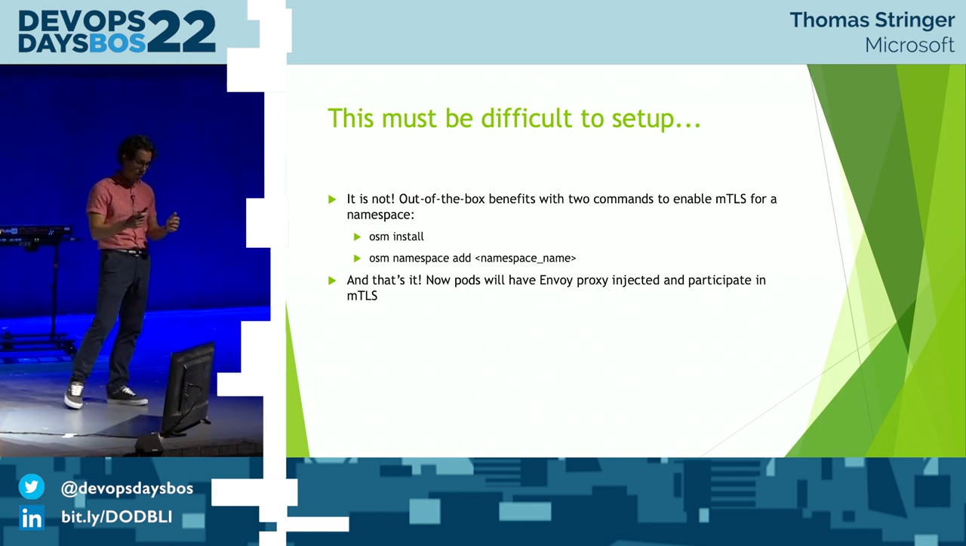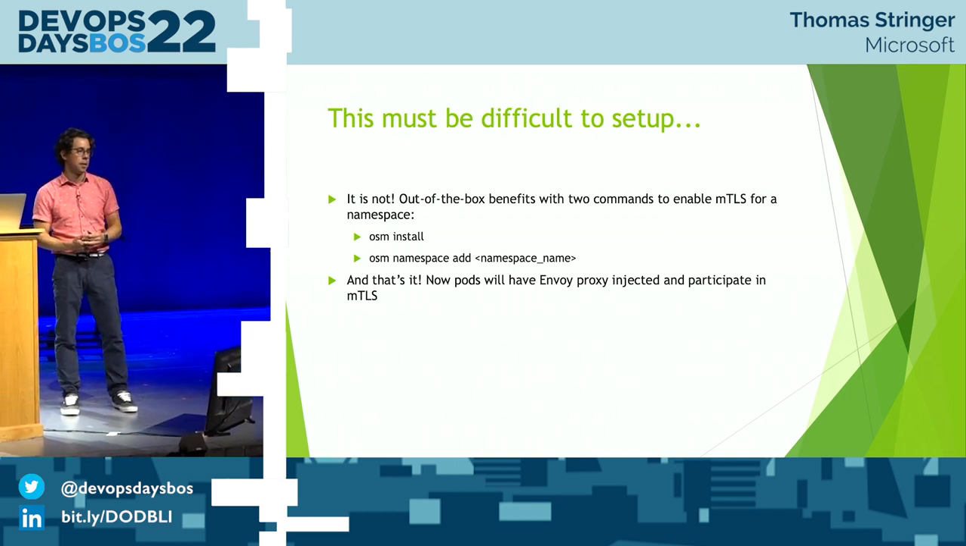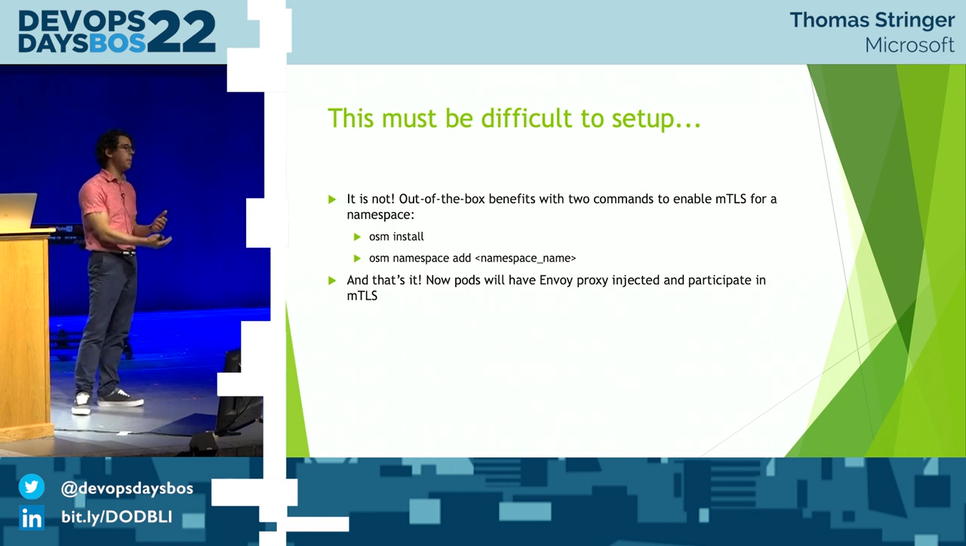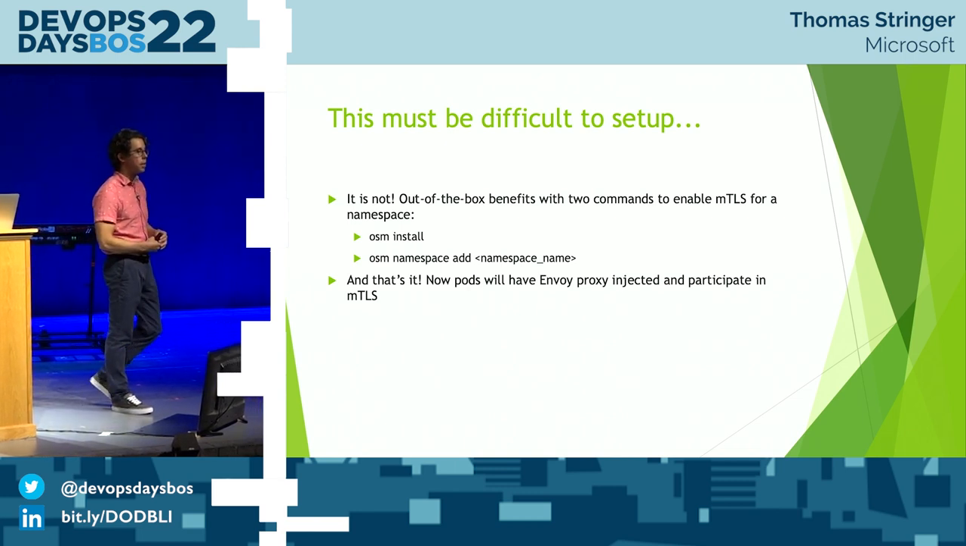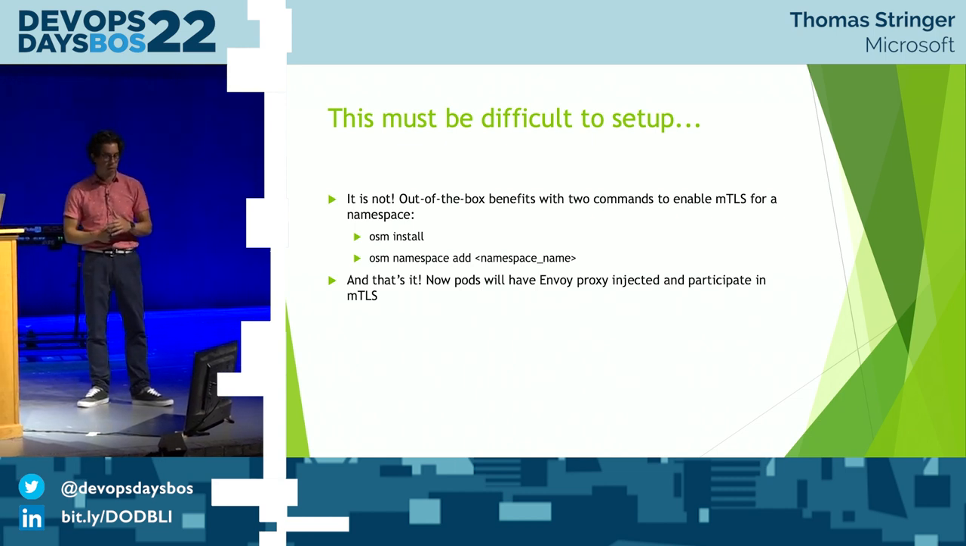OSM install, and then you add your namespace to the service mesh. And that's it. From that point on, OSM is going to be injecting those Envoy sidecars and making sure that traffic is transparently encrypted across the network.